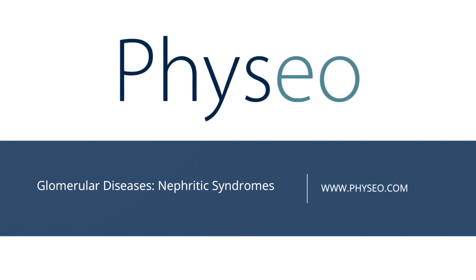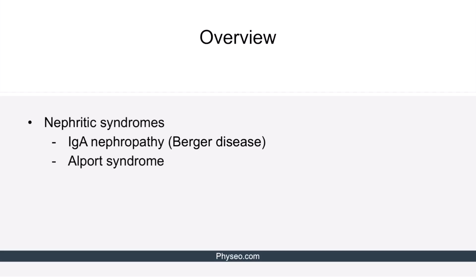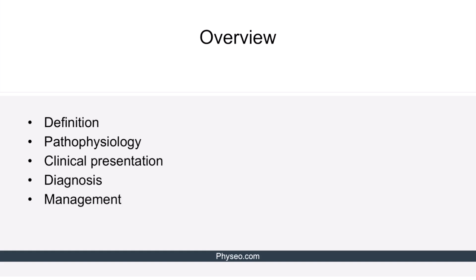Welcome to our second and last video on nephritic syndromes. Let's begin. We'll discuss IgA nephropathy, also known as Buerger disease, and Alport syndrome. Here's an overview of the topics we'll discuss in relationship to IgA nephropathy.